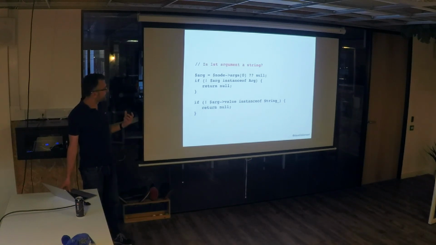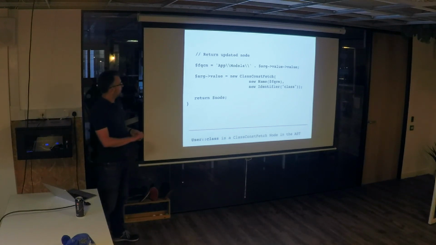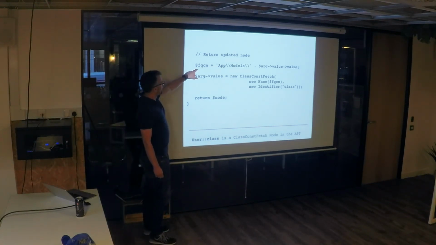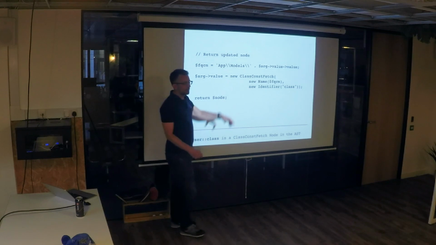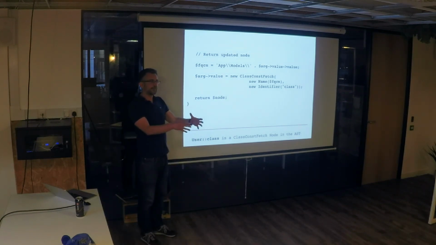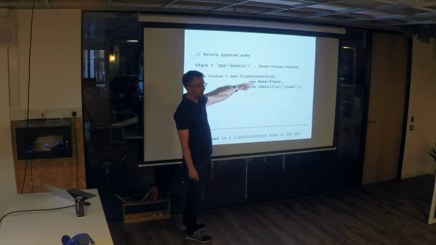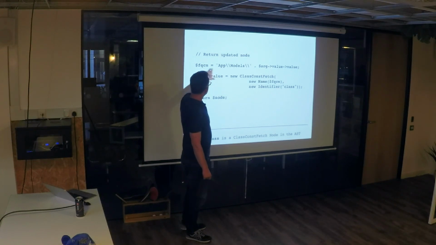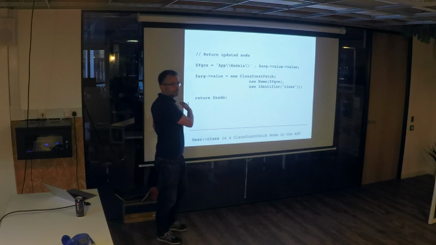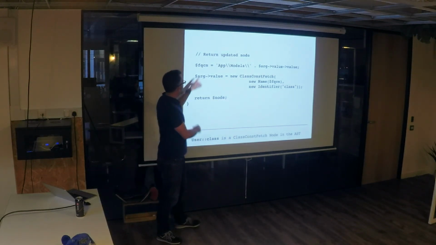So then what we need to do is modify the node and return it. So first of all, we're going to get the fully qualified name. And remember, we've gone from User as a string in the global namespace, and they all move to App\Models in this particular example. So we're going to get the fully qualified class name. So we're just going to put App\Models in front of whatever it was. We're going to take that.